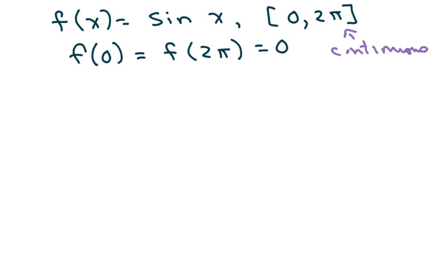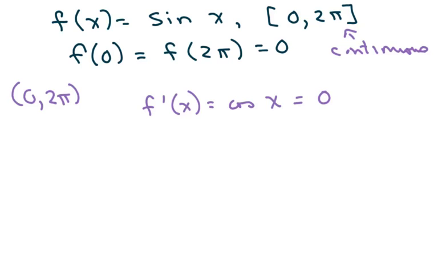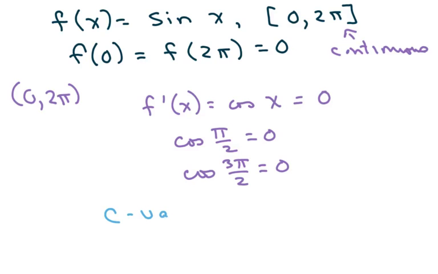All right, and it's also going to be differentiable on our open interval. So we have to take the derivative of sine, which is cosine of x, and we want to set this to 0. So cosine of pi over 2 equals 0, and cosine of 3 pi over 2 equals 0. Therefore, my C values are pi over 2 and 3 pi over 2.